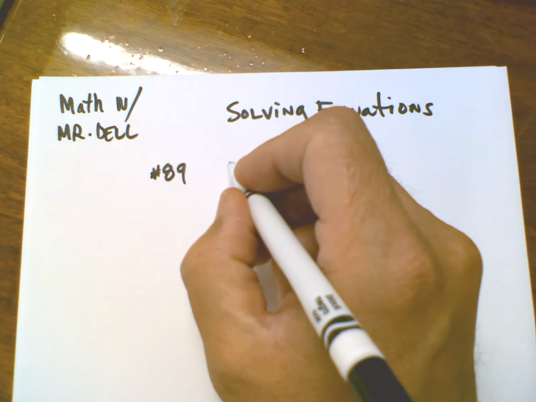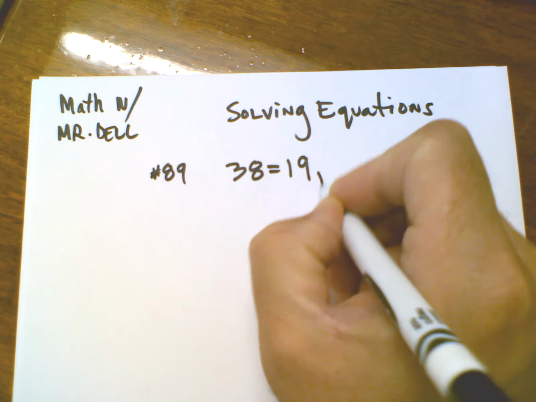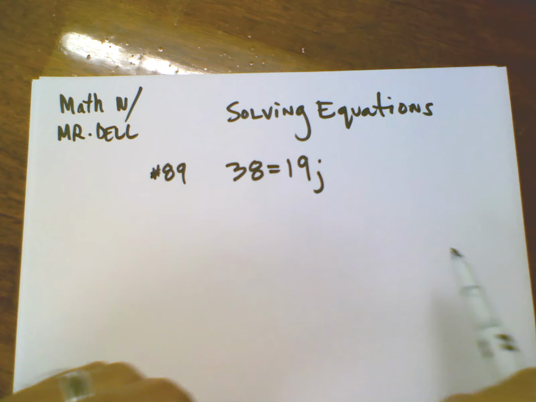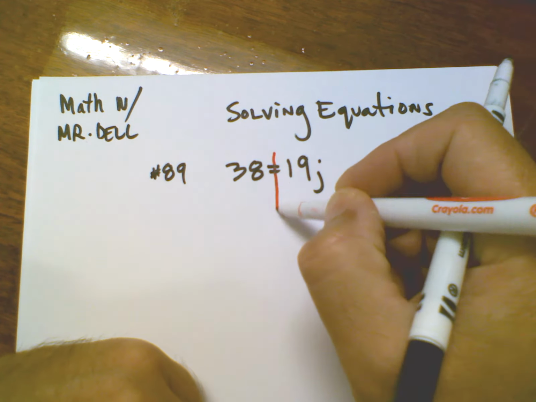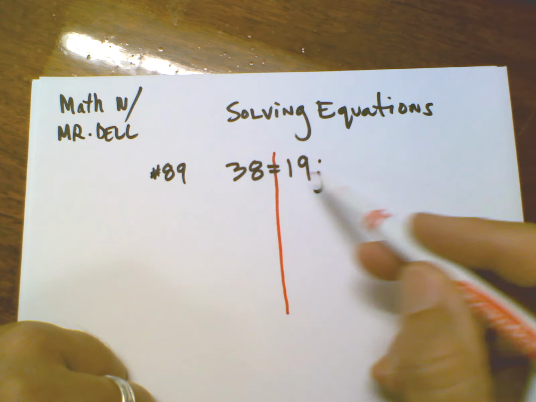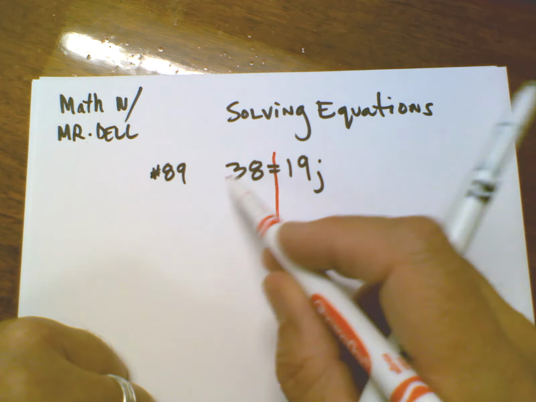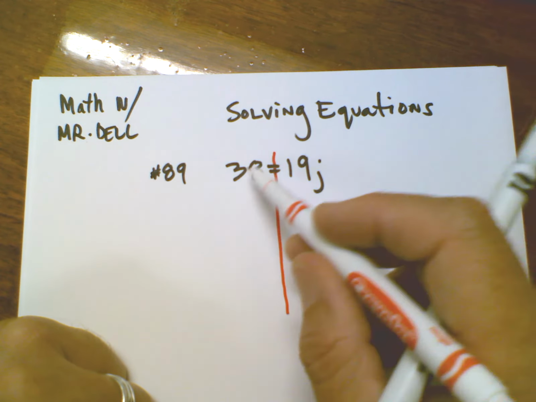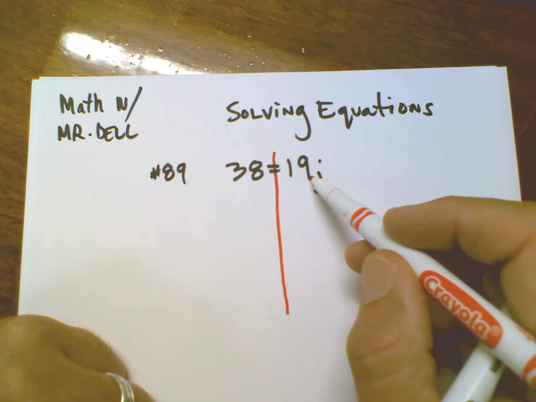But I want to make sure we understand this whole concept of an equation, right? So, an equation really is just simply a balance. What we've got here is an equal sign, and what's true about an equation is whatever's on one side has to equal the other side, right? So they're equal sides, they're balanced. And if I look at this, I'm looking at 38 is equal to 19J.